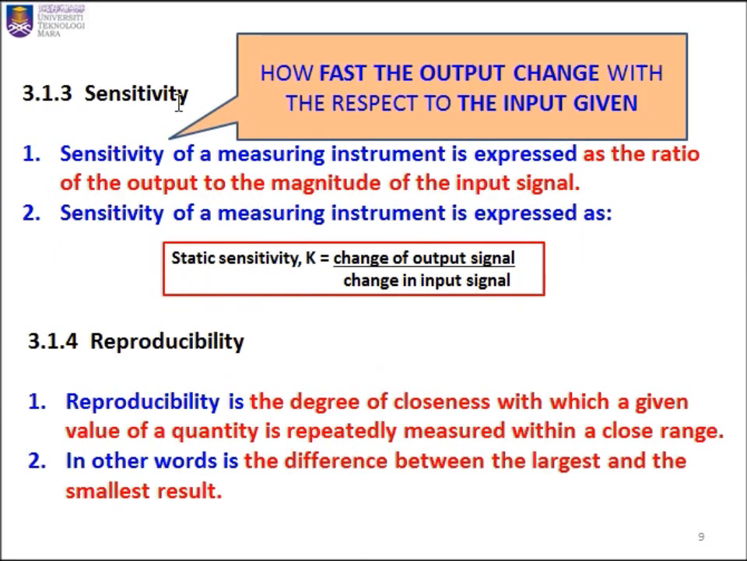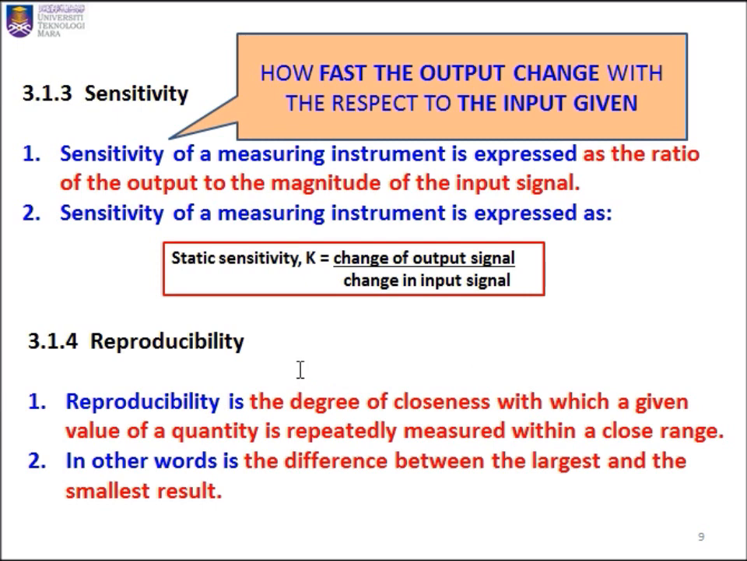Next is sensitivity. Okay, what is sensitivity? It is how fast the output changes with respect to the input given. So sensitivity of a measuring instrument is expressed as the ratio of the output to the magnitude of the input signal, which can be expressed as static sensitivity, or we call K, equal to change of output signal divided by change in input signal. So output signal divided by input signal.